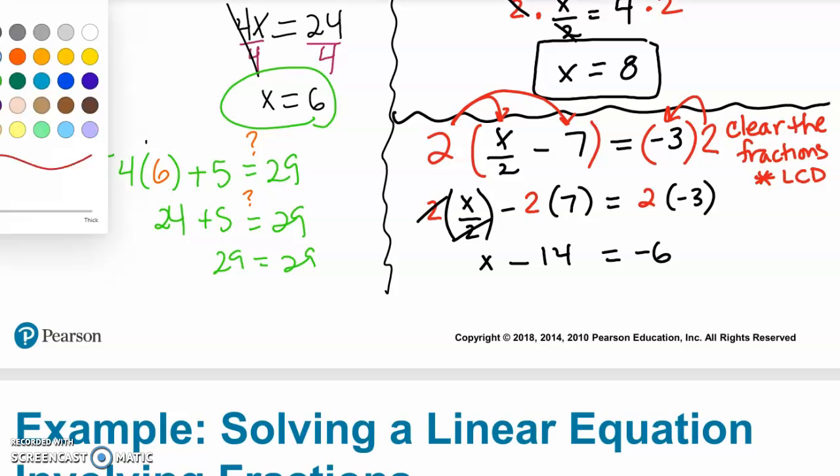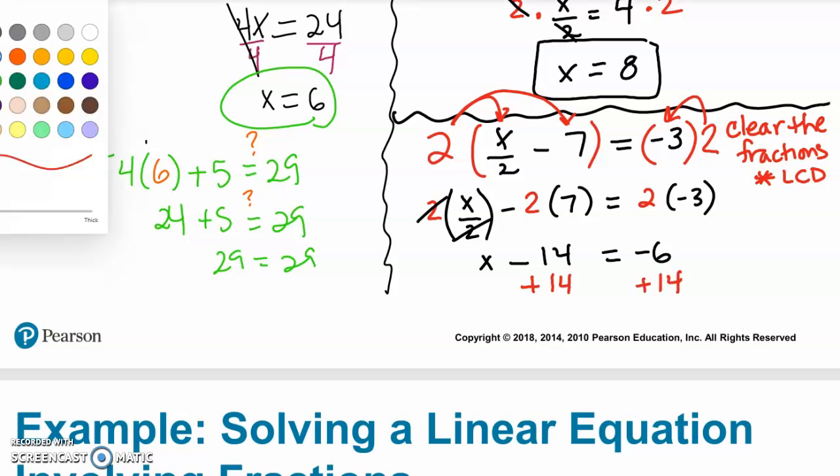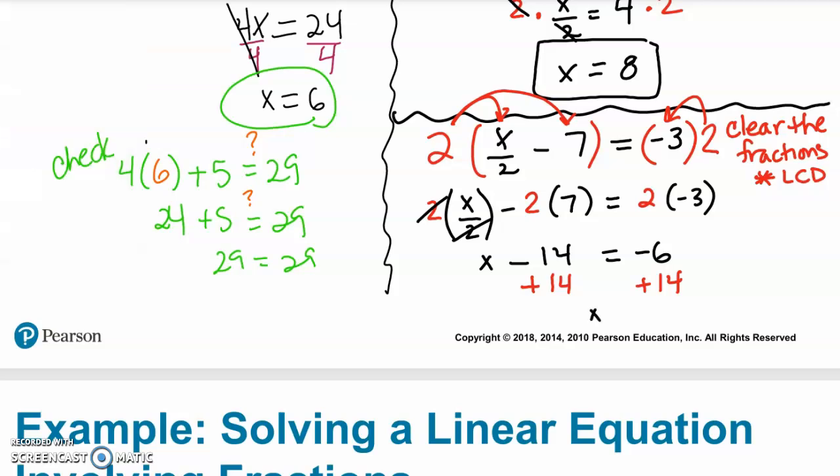And now this becomes a problem like we've just seen. Let's gather all the constants on one side, the variables on the other. I end up with negative 6 plus 14 is 8. So I end up with the same answer either way I do it.